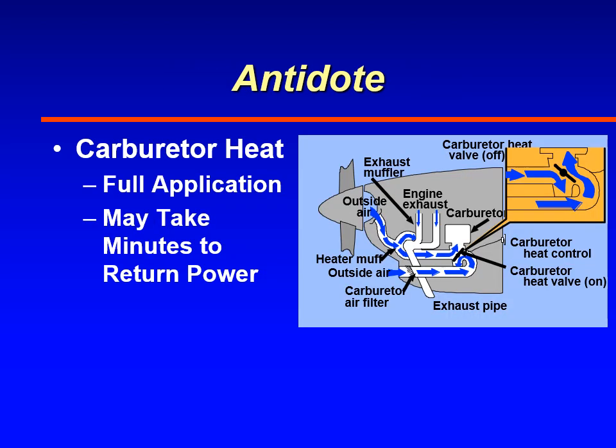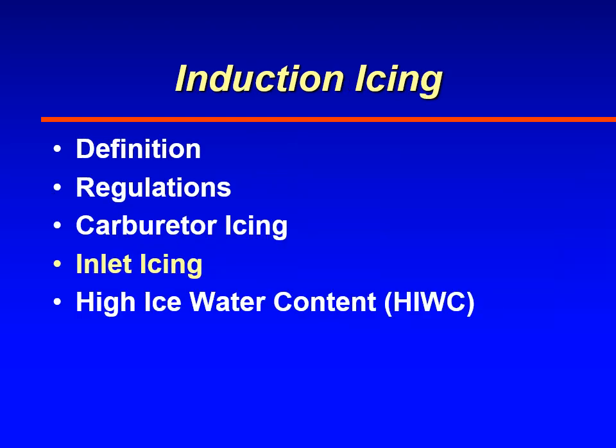The antidote is carburetor heat. Apply full application of carburetor heat. The heat will be rerouted into the carburetor, start to melt the ice in the carburetor. That water is ingested by the cylinders in the engine. It'll make it run rough for a period of time, but then it will start to run again. The next type of induction icing that we'll discuss is inlet icing.